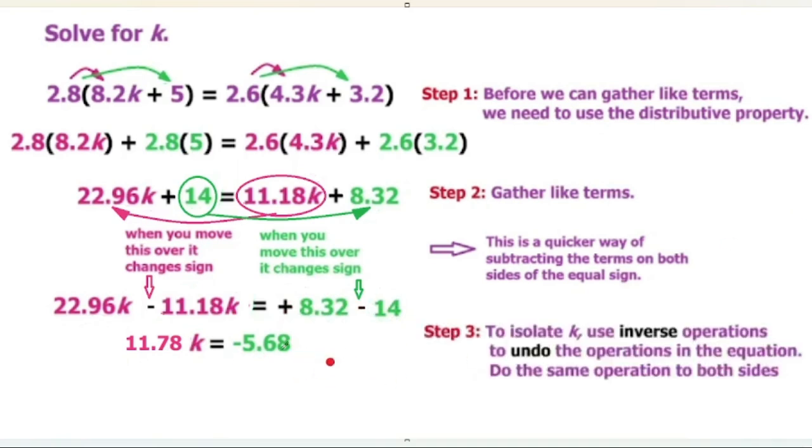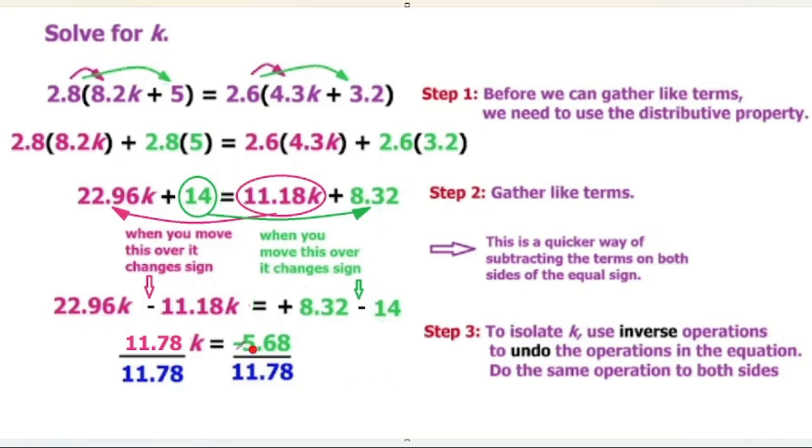So now to isolate k, use inverse operations to undo the operations in the equation and do the same operation to both sides. So when we undid this, the positives, the adding and subtracting, the simple way was just to move them over and change their sign. But for multiplication and division, there's no real easy way to do that. So we actually have to do it.